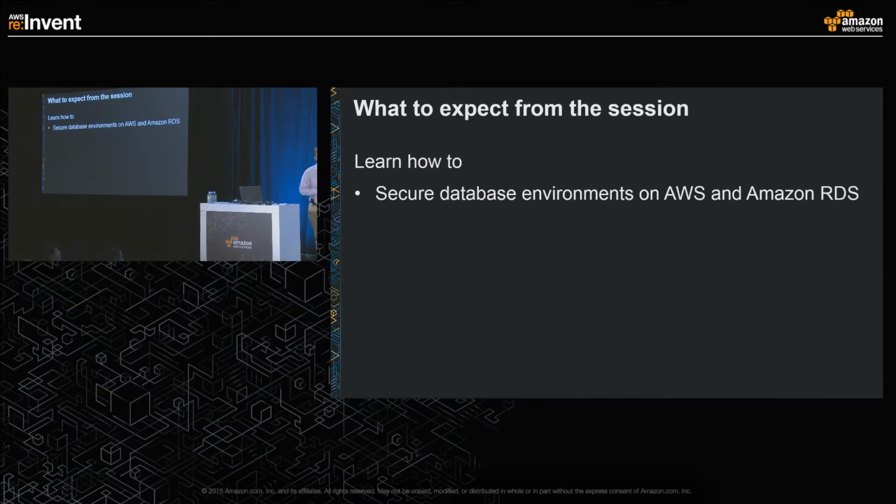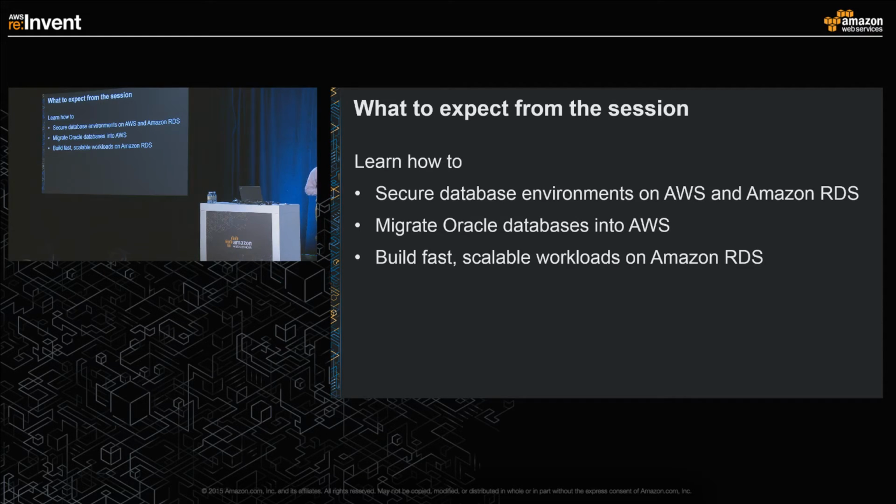So in this session, I would like to spend a little bit of time talking about building secure database environments for Oracle. Then we're going to talk about migrating Oracle databases into AWS. We're also going to be talking about building fast and scalable workloads on Amazon RDS, as well as we're going to present a new project that Jeremiah has been working on: building Oracle RAC clusters on AWS.